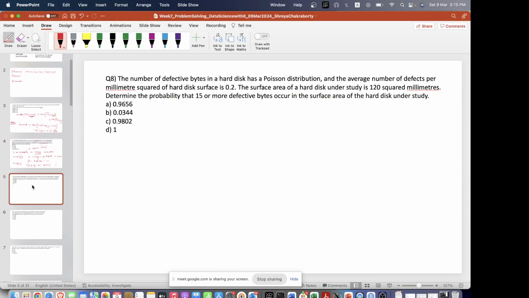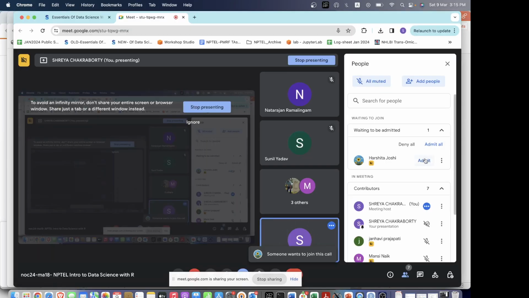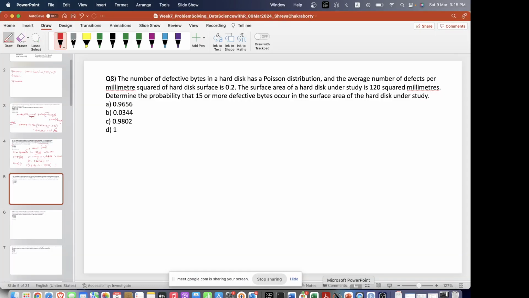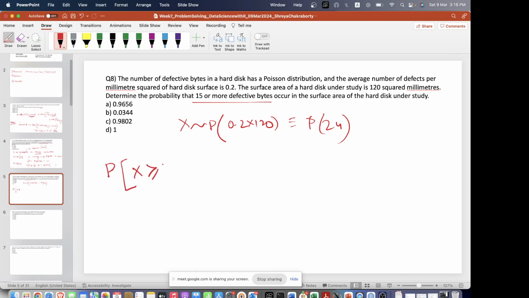So moving on. If I have to find the number of defective bytes in a hard disk, which has a Poisson distribution. Same question: determine the probability that there are 15 or more defective bytes. Here also we have X following Poisson 0.2 into 120, that is Poisson 24, and we have to find the probability X is greater than or equal to 15.